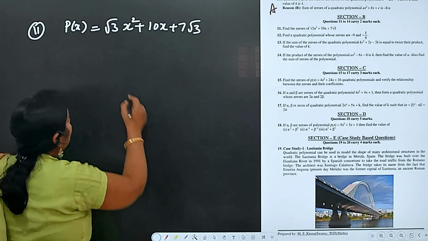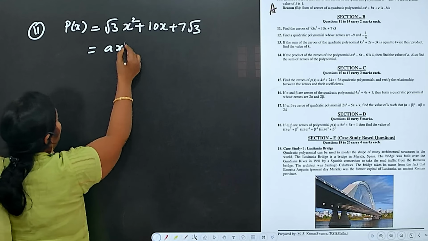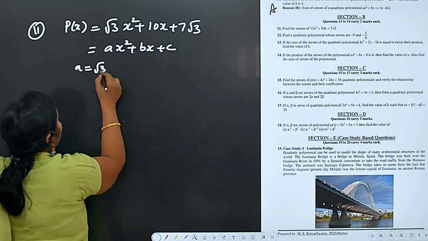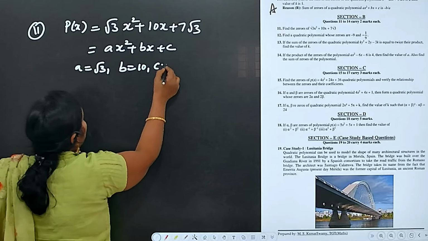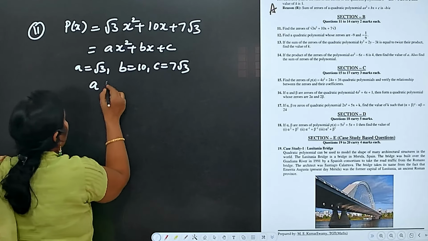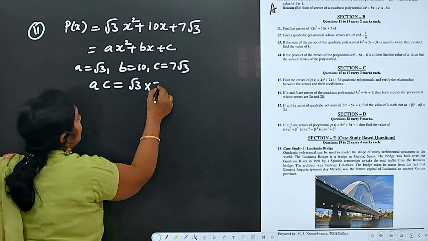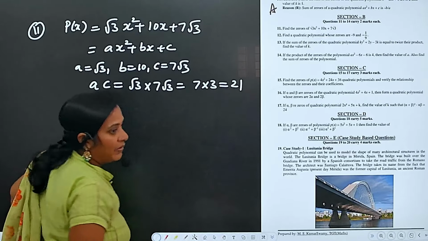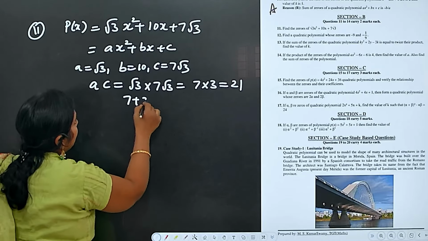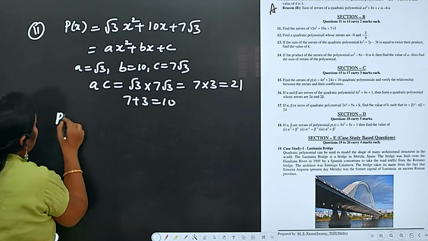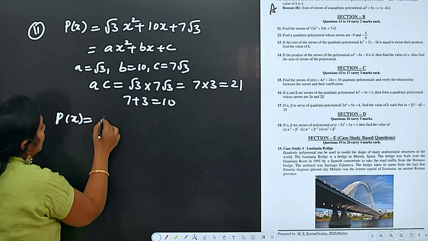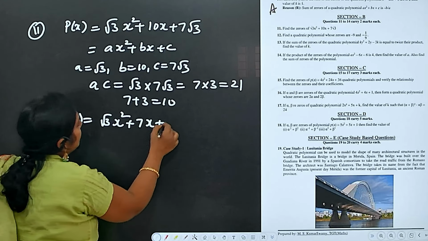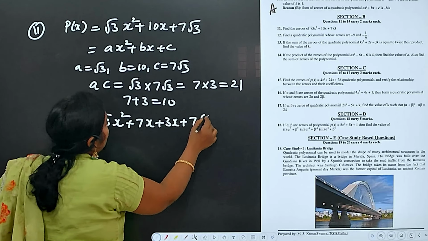Okay, here ax square plus bx plus c: a equal to root 3, b is 10, c is 7 root 3. a into c, root 3 into 7 root 3, that is 7 into 3. 7 threes are 21. 7 plus 3 is 10. So split. The algebraic expression can split into factors: root 3x square plus 7x plus 3x plus 7 root 3.